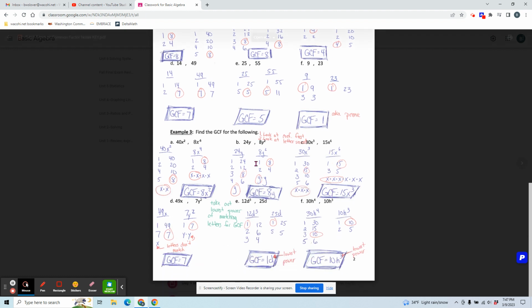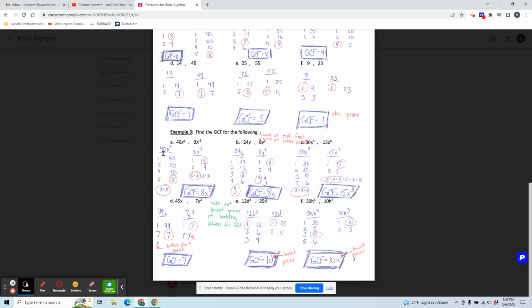Now example 3, we're going to take it one step further and we're going to add a variable. So directions are still the same. Find the greatest common factor. We're going to break it into 2 parts. We're going to focus on the coefficients, so 40 and 8, and then we're going to move to the variables, x squared and x to the 4th. So I list my factors of 40, list my factors of 8.